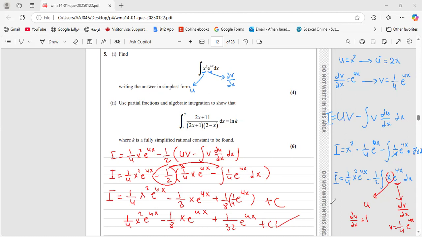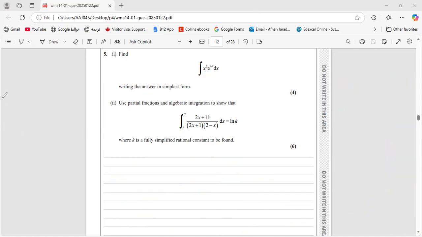So the first integration question is about integration by parts. Two functions multiplied by each other. Going to use partial fraction and algebraic integration to show that the integration. So this question is about question number 8, integration, chapter number 2, which is about partial fraction.